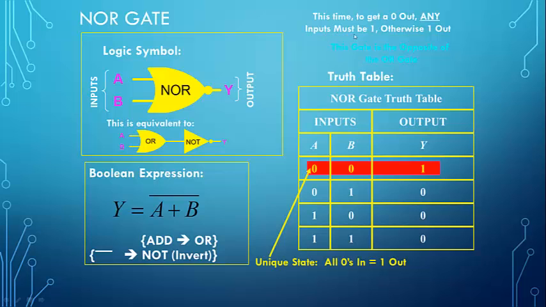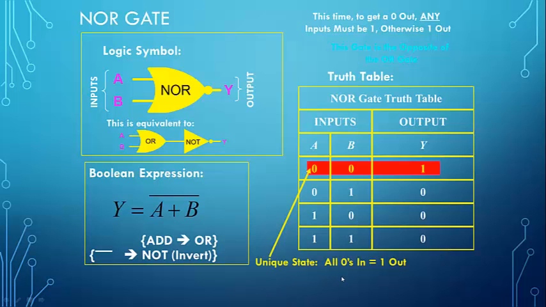Then looking over here at our truth table, with the OR gate, all zeros was the only way to get a 0 out. Now all zeros is the only way to get a 1 out for a NOR gate. It's the opposite of our OR gate. Before, if anything was a 1, we would get a 1. Now if anything is a 1, we get a 0.